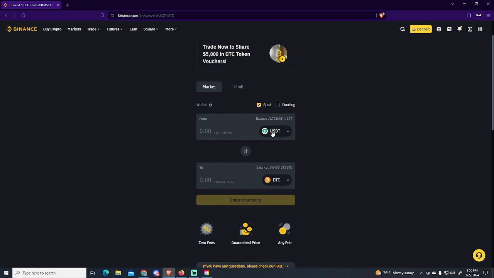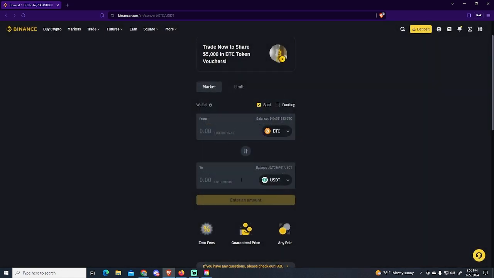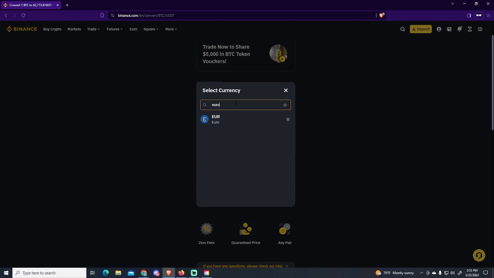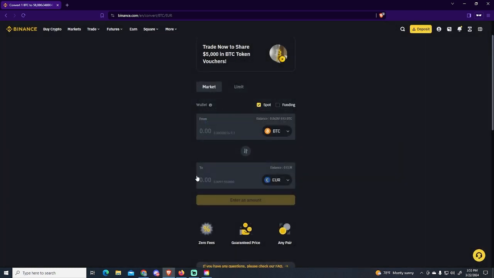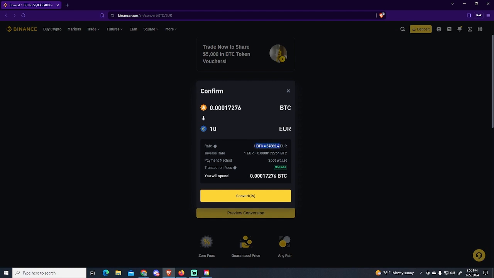Now here you will need to select Bitcoin, and here you will need to choose your local currency, in my case euro. Okay, in this case I will get 10 euros, and this is the amount of Bitcoin we will be converting into 10 euros. Now let's preview the conversion. Here you can see the price you will be selling your Bitcoin at, and you can see there are no fees. So let's convert.